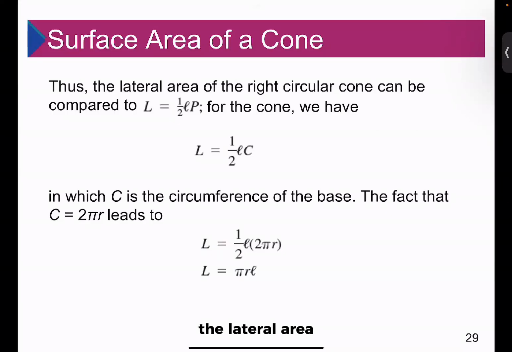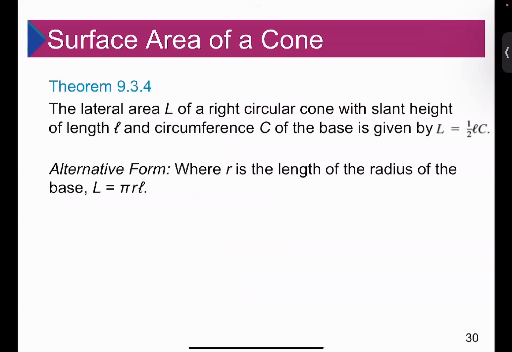Thus, the lateral area of the right circular cone can be compared to L equal to 1/2 of the slant height L times the perimeter P. For the cone, we have lateral surface area L is equal to 1/2 of the slant height L times the circumference of the base C. The fact that C is equal to 2 pi r leads us to the formula lateral area L is equal to pi rL.